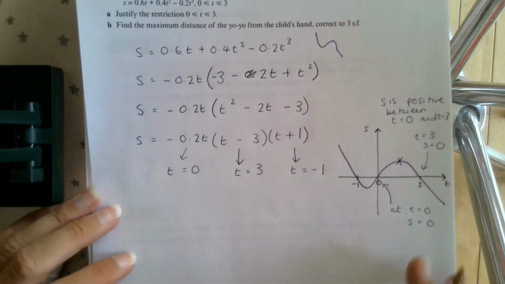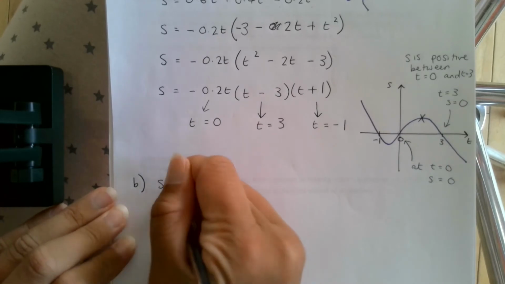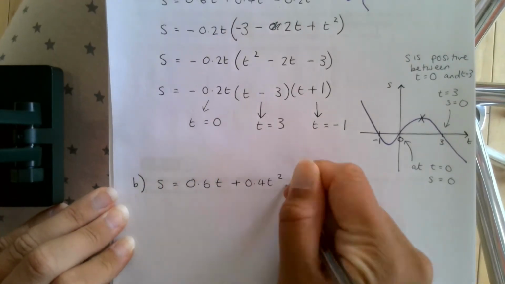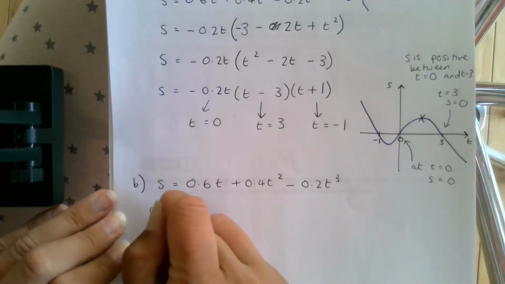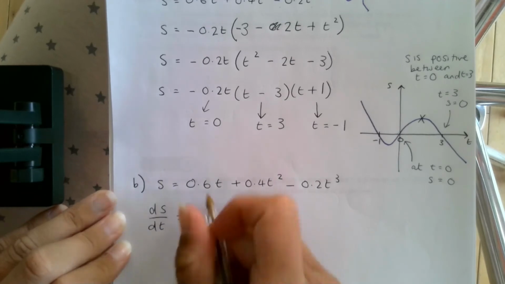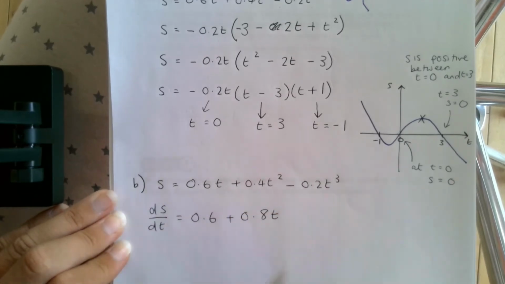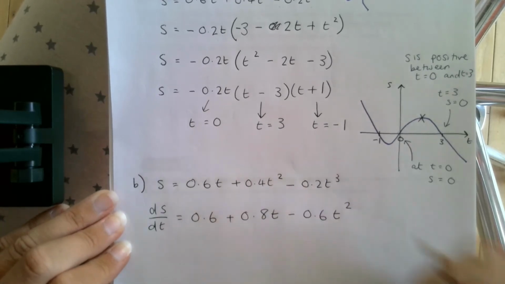So I'm going to differentiate to work it out. I've got that s is equal to 0.6t plus 0.4t squared minus 0.2t cubed. And to find the maximum point, we differentiate ds by dt. Here I'm going to get 0.6, here I'm going to get plus 0.8t, and here I'm going to get minus 0.6t squared.